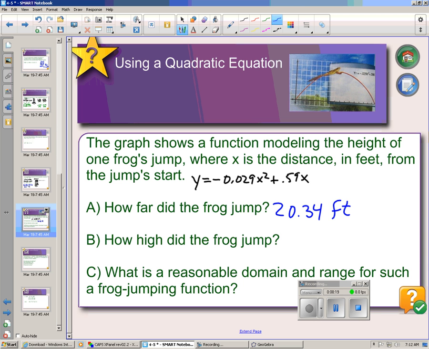Then how high did the frog jump? We can find how high by doing x equals negative b over 2a, but that will really just tell us the halfway point between the origin and 20.34. So it should be just half of 20.34, which would be 10.17. And then we can plug 10.17 back into the equation for both of the x's, and we get approximately 3 feet. So the height that the frog jumps is approximately 3 feet.